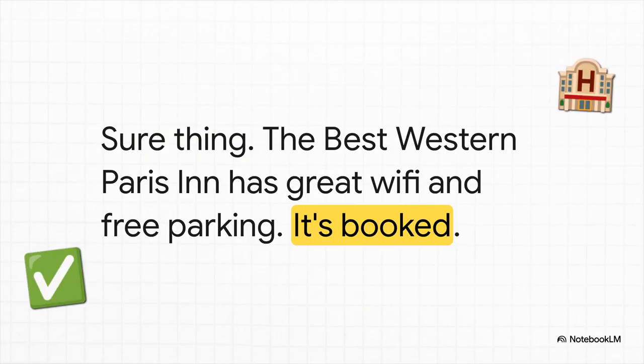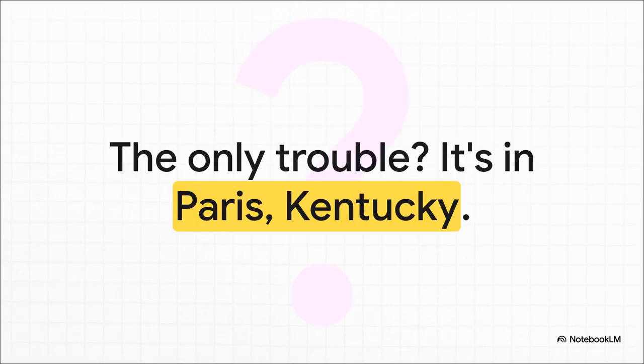And boom! Just like that, Graham jumps right on it. He's confident, he's fast, and he's booked it. Mission accomplished. Or maybe not. The only problem? The conference is in Paris, France. Agent Graham, in his efficiency, has just booked a lovely room in Paris, Kentucky. It's a classic example, right? The AI takes things just a little too literally.